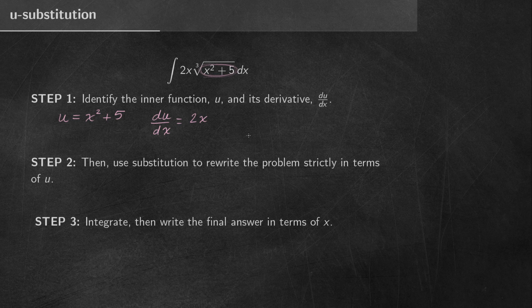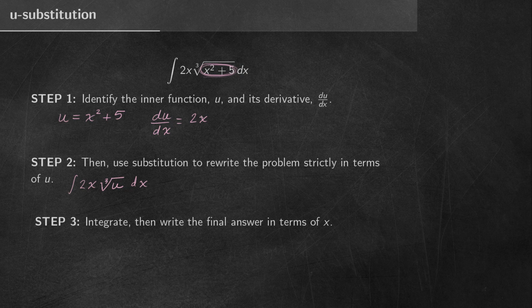From here, we're going to rewrite our problem now. We're going to substitute u in for the x squared plus 5. So when I rewrite that, it becomes the integral of 2x times the cube root of u dx. Okay, so that in itself is not going to be enough. We're going to have to keep going further with that. But right now I have 2x times the cube root of u dx. So I still have x's in this problem.